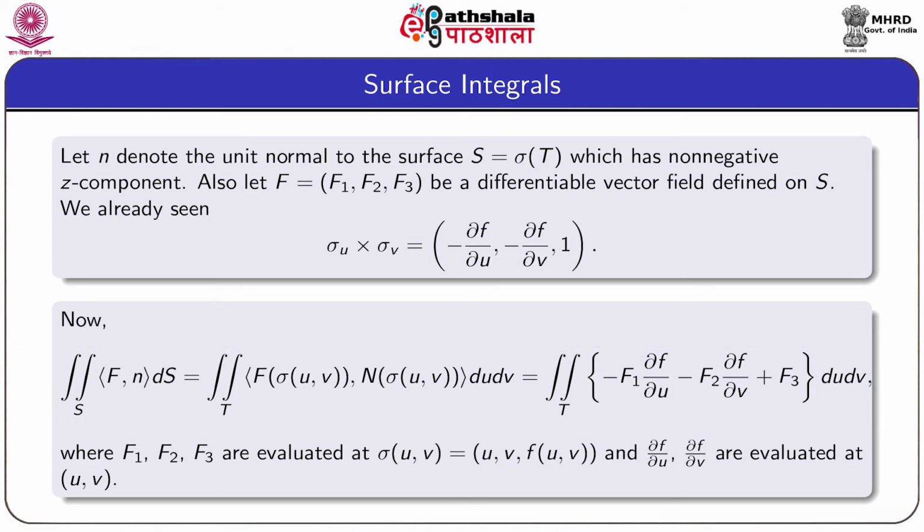This equals the double integral over T of (minus f1 ∂f/∂u minus f2 ∂f/∂v plus f3) du dv, where f1, f2, f3 are evaluated at sigma(u,v), that is (u, v, f(u,v)), and ∂f/∂u, ∂f/∂v are evaluated at (u,v).